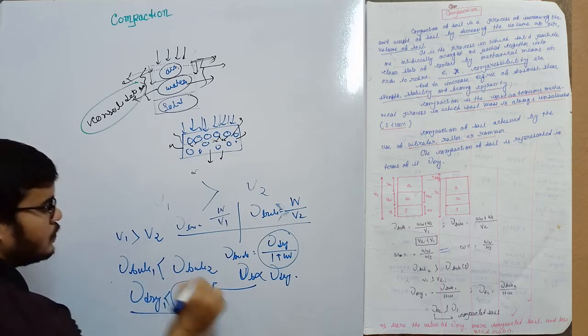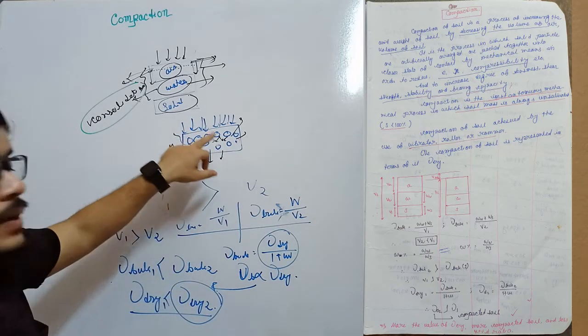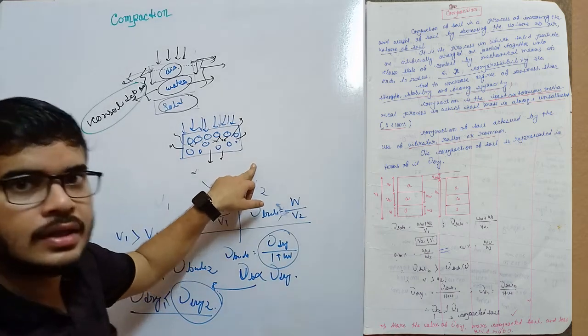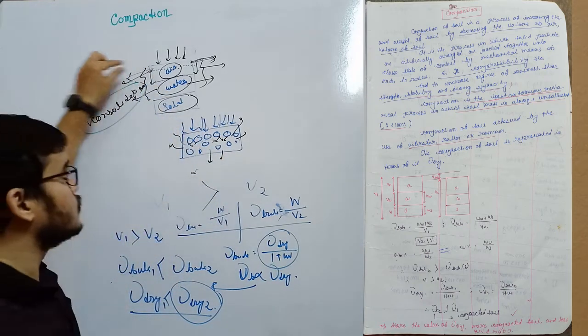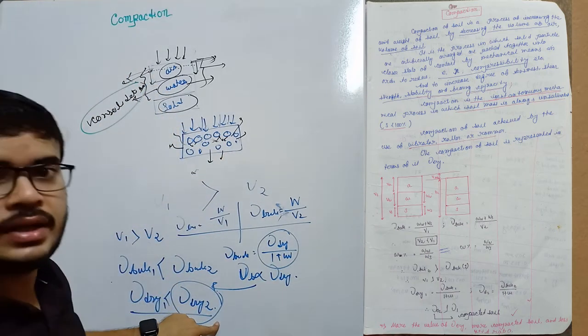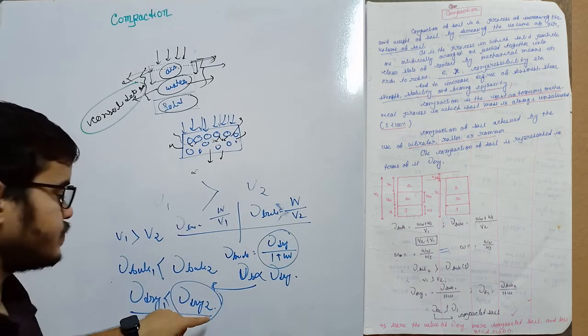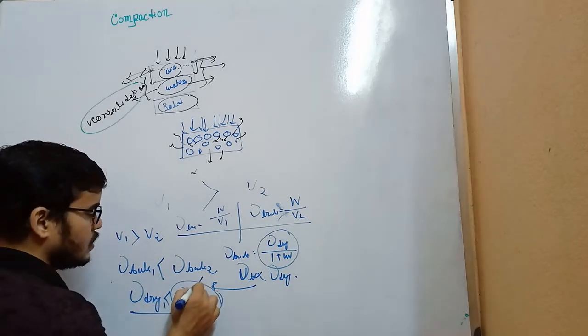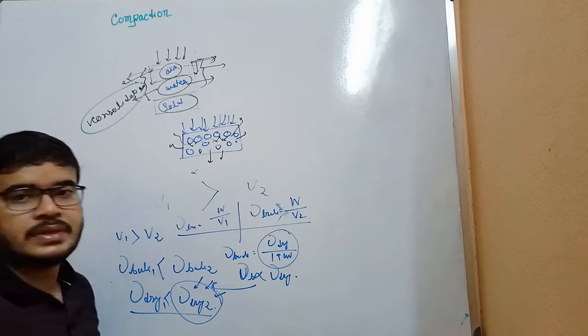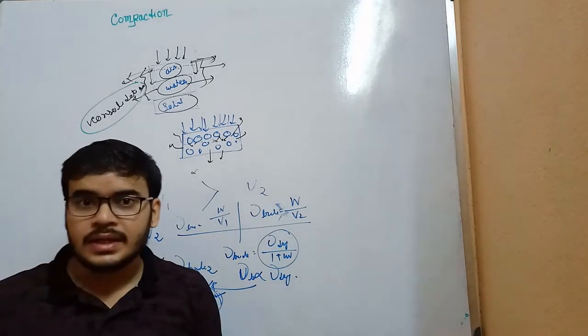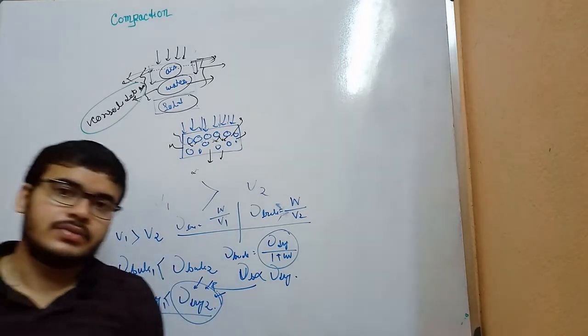So it is the proof that after you apply some load on the soil, when the air has been removed, its dry density will increase. So that's why the compaction is generally denoted by its dry unit weight.